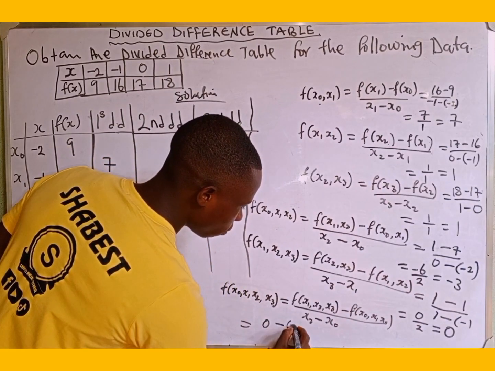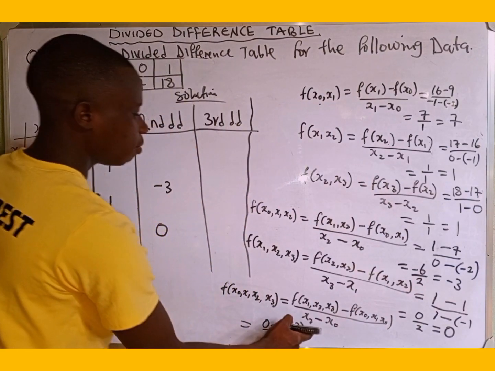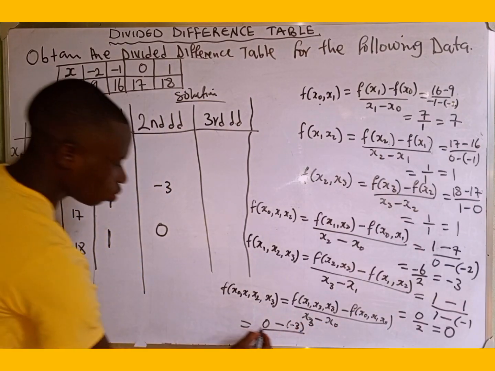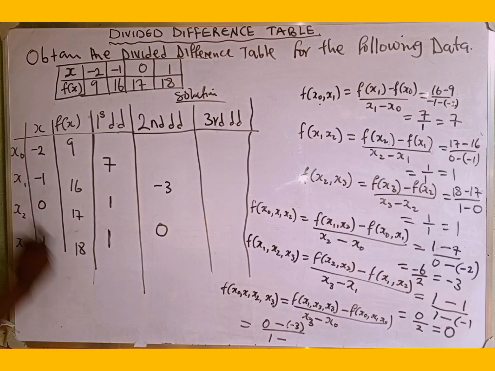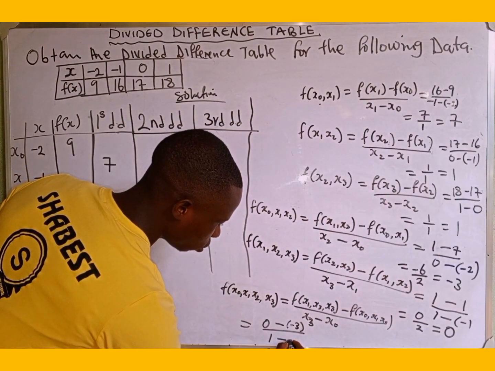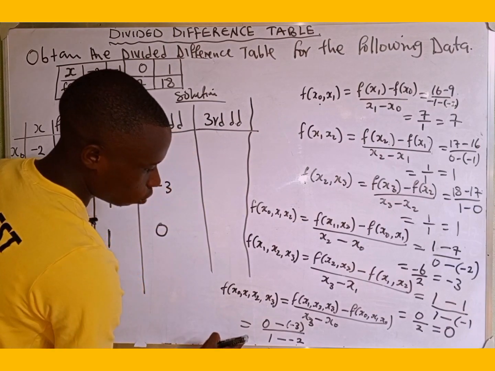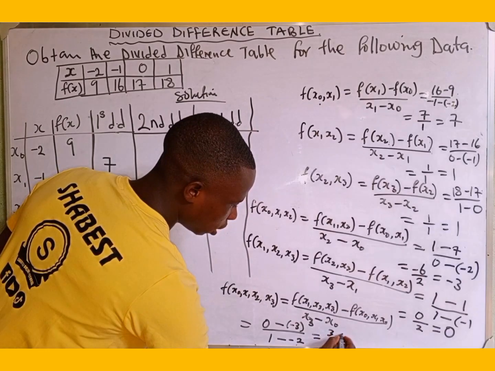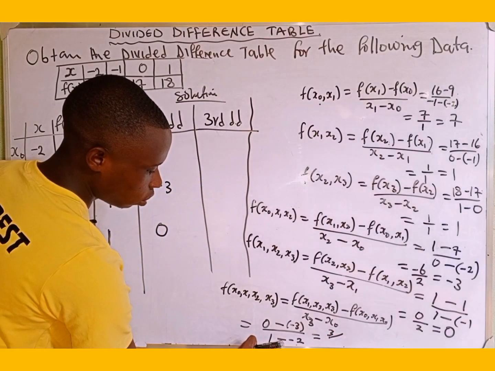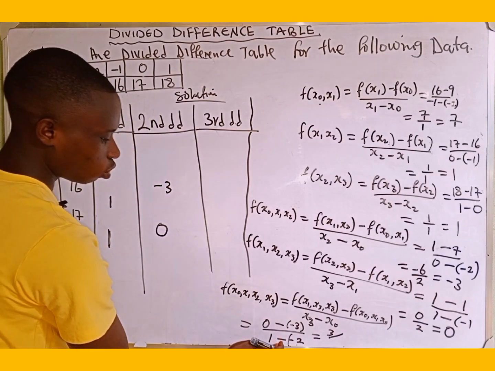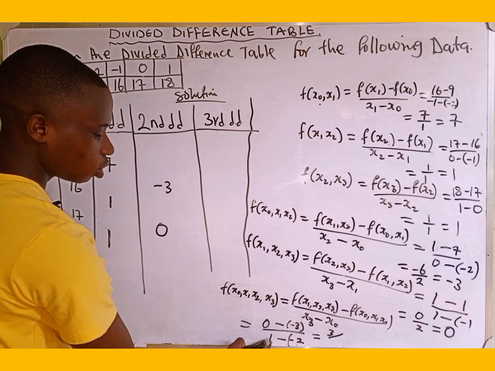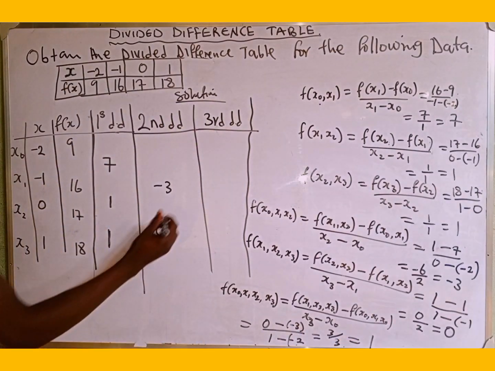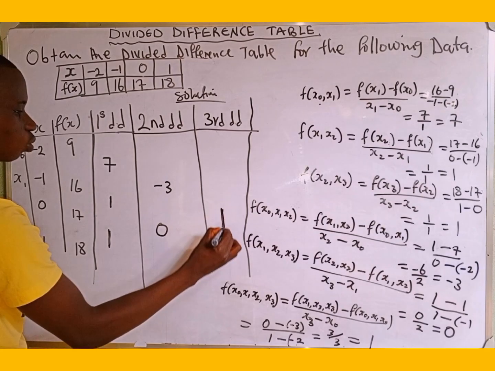Which is minus 3. I'm going to have a minus 2 here, then everything divided by x3 minus x0. X3 is 1, then minus x0, which is minus 2. So we are going to have minus, minus 3 is going to give us positive 3, then divided by 1 minus into minus 2, minus minus is going to be plus, 1 plus 2 is going to give us 3. Then 3 divided by 3 is going to give us 1. Therefore, the third divided difference is equal to 1.